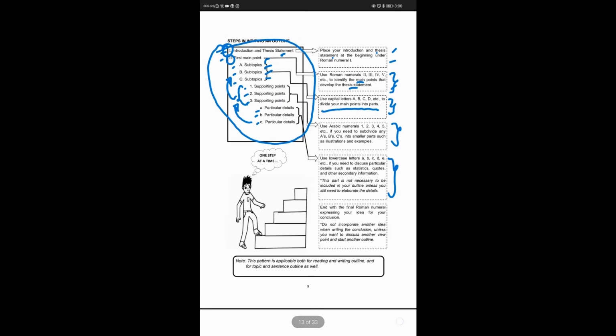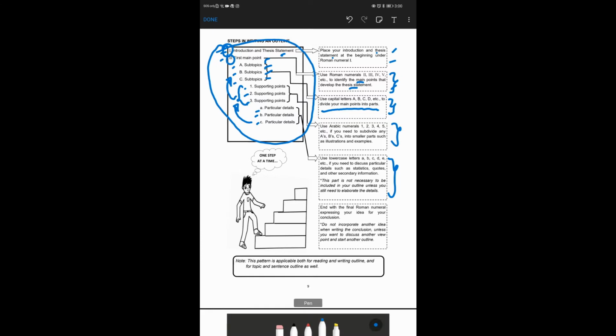Let's remember this point here, guys. Sabi dito, end with the final Roman numeral expressing your idea for your conclusion. So, the last Roman numeral will be allotted for your conclusion. So, you don't have to put any capital letters or Arabic numbers in there. Just write there the last Roman numeral and then conclusion, and then write there your conclusion. Okay? So this pattern again is applicable for both reading and writing outline, and the topic and sentence outlines as well.